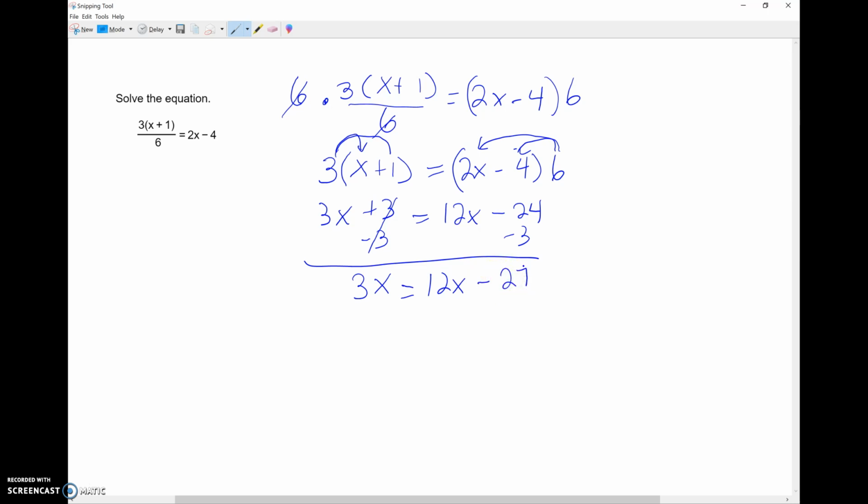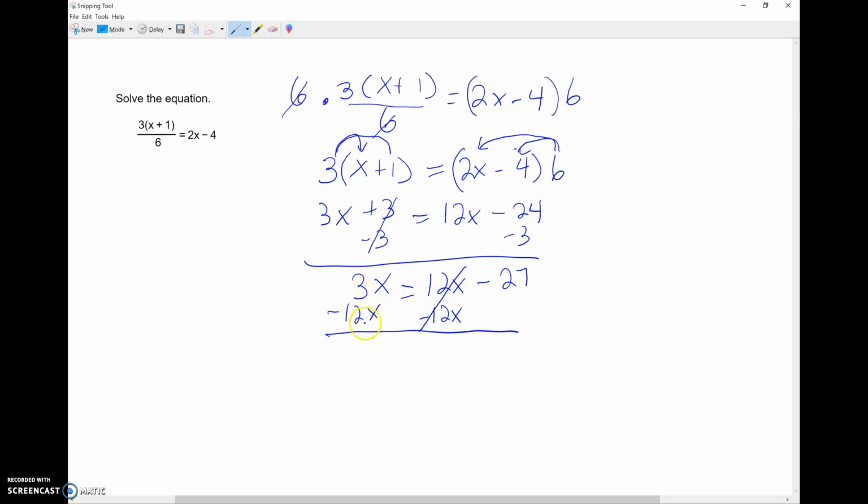Now, since we have the x on the left side, and on the right side we have negative 27, we notice that the 12x is out of place here. What we're going to do is add the additive inverse, so we have negative 12x, and you subtract 12x, and we have 12x minus 12x, which is 0, and we have 3x minus 12x.